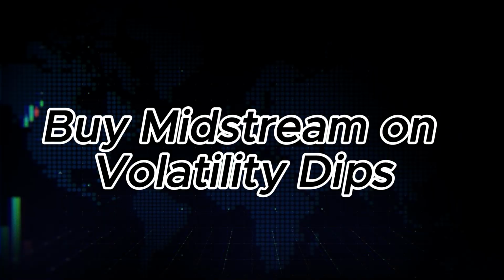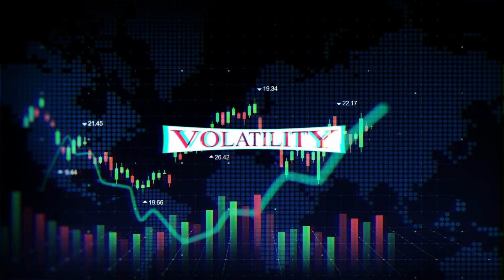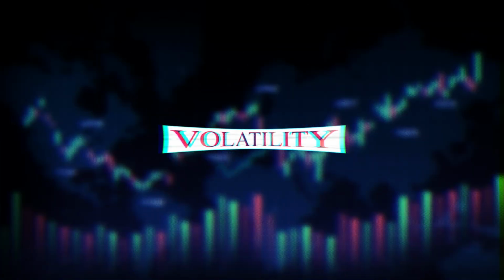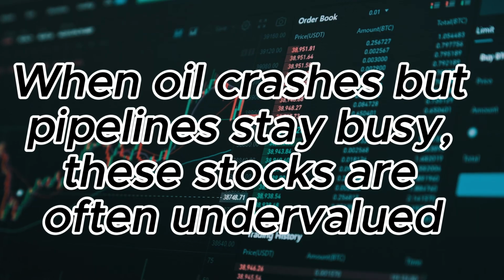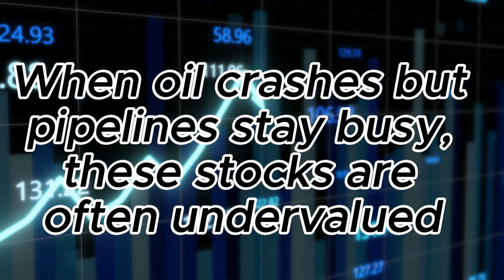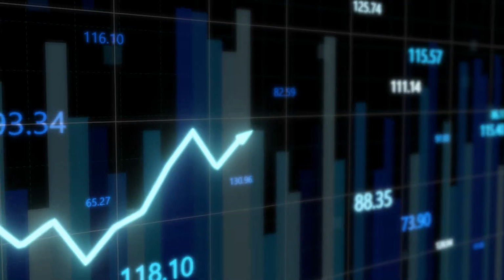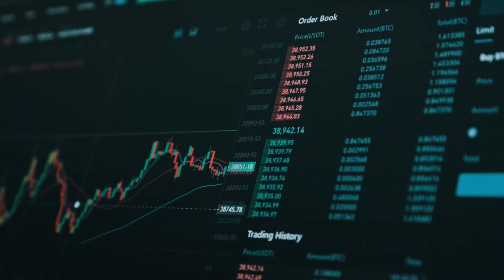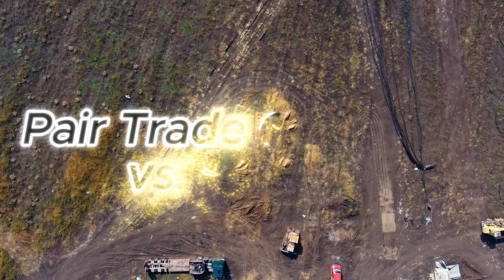Strategy 6 is all about buying midstream on volatility dips. Midstream companies like Kinder Morgan or Energy Transfer transport oil and gas, meaning they make money from volume, not price. You can use this to your advantage like this. When oil crashes but pipelines stay busy, these stocks are often undervalued. Great for dividend-focused investors too.